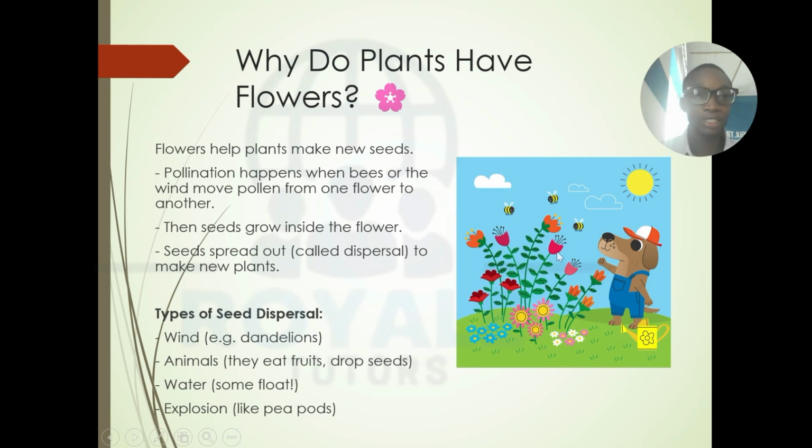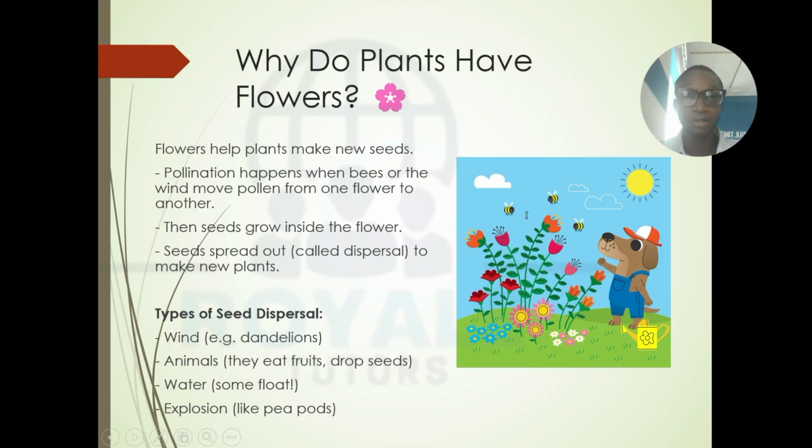And that starts to cause a seed to grow inside the flower. When the seed begins to grow inside the flower, and the seed is already ripe, they begin to spread out, and that spreading out is what we call dispersal. The spread of seeds to make new plants is what we call dispersal. So I'll go over it again.